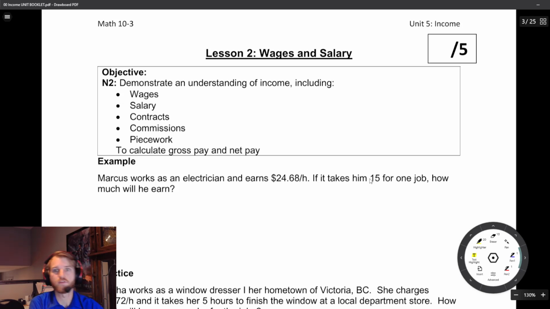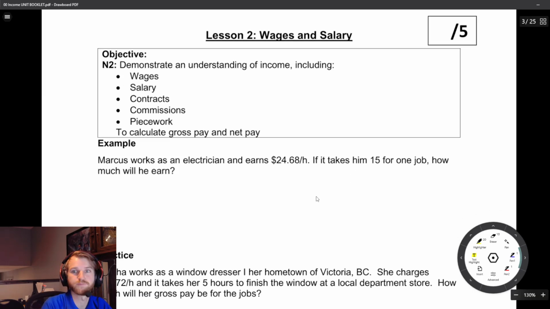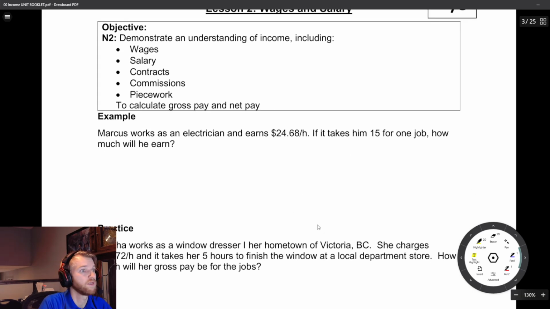All right, so this is lesson 2 on our income unit. And this lesson is very, very real life applicable. Some of the stuff is quite straightforward, and some of the things get a little bit more complicated. But this is all stuff that I think you will have a hard time saying, when am I going to use this in my real life? Okay, I dare you.